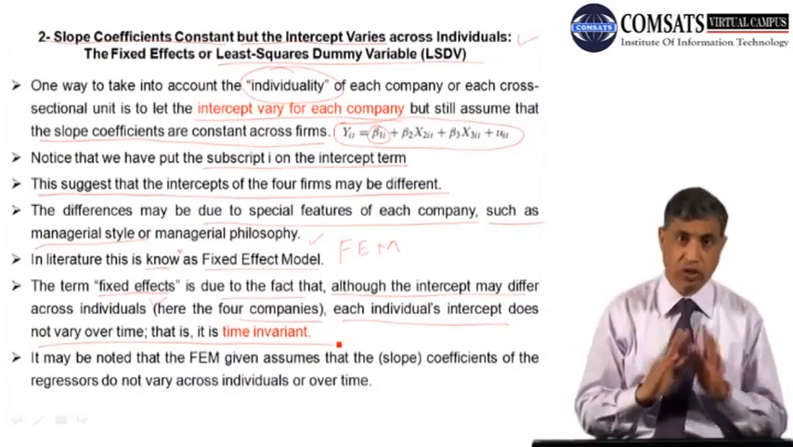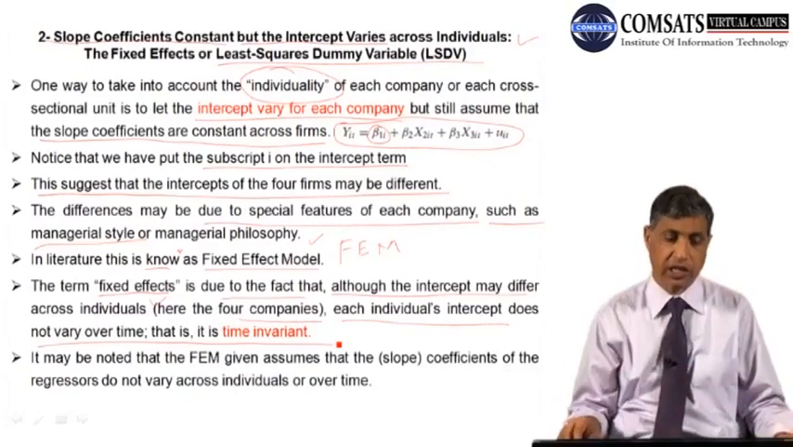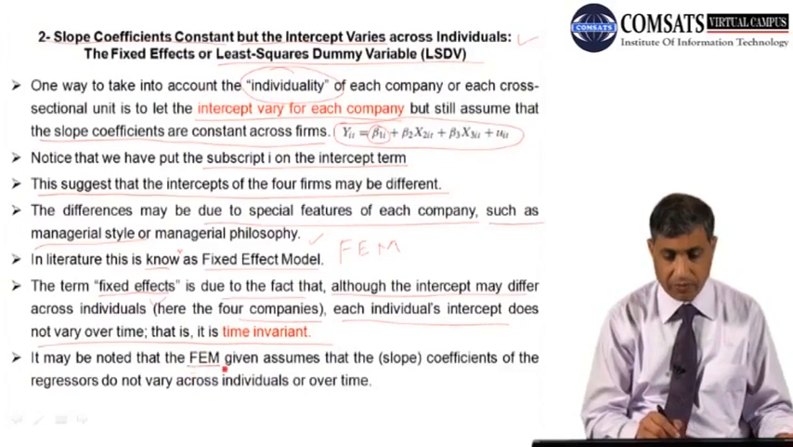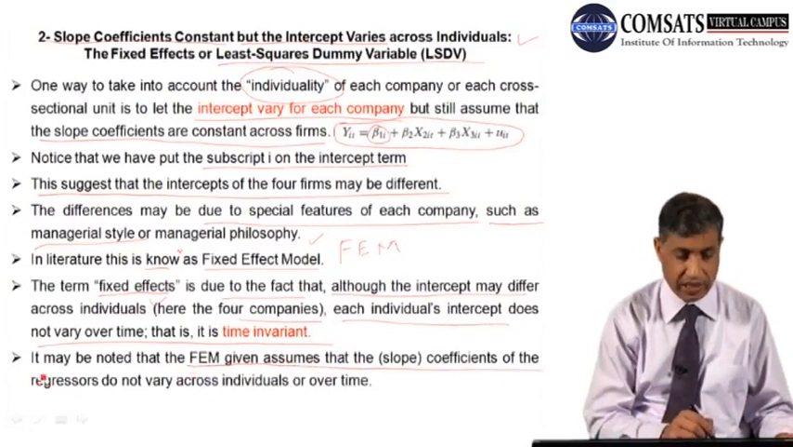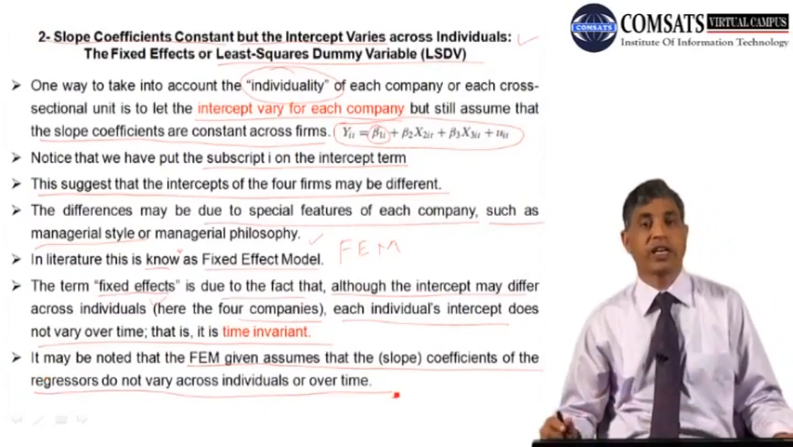such as what change came in whose technology, how revenues changed. You are still putting a blanket on it and you are not allowing for this. It may be noted that the fixed effect model assumes that the slope coefficients of the regressors do not vary across individuals or over time.